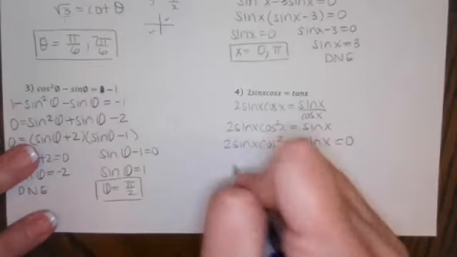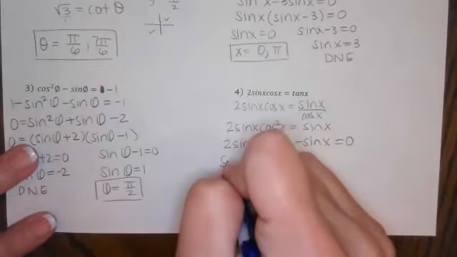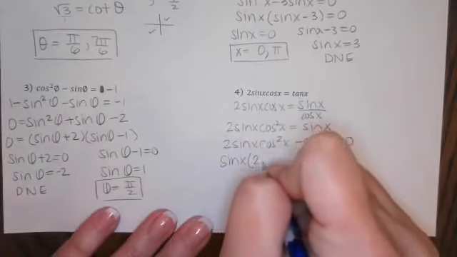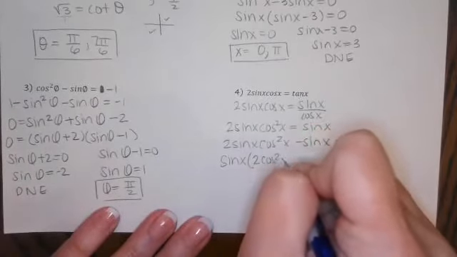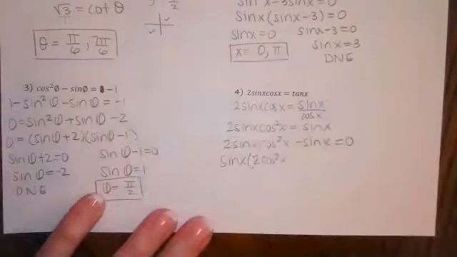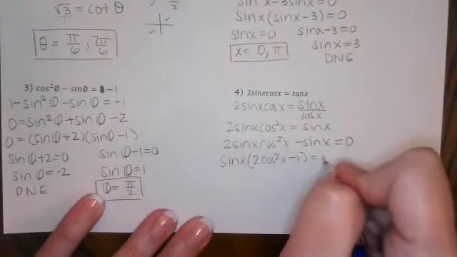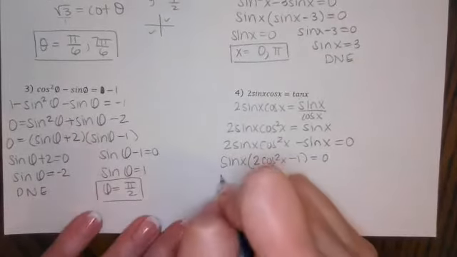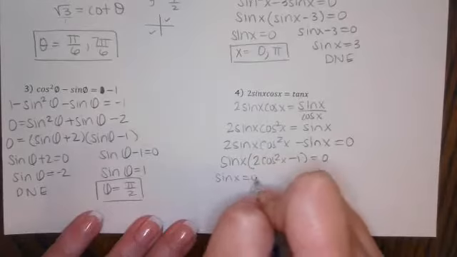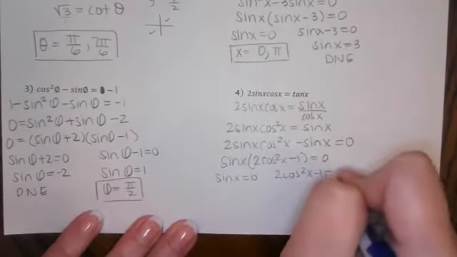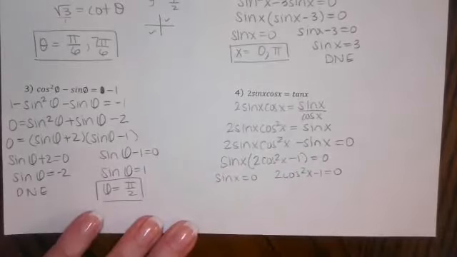Now I can factor. I've got a greatest common factor of sine x there. So I'm going to factor that out, and I'm left with 2 cosine squared x minus 1. Remember, when you're factoring that GCF, all you're doing is undistributing. All right, so sine x equals 0, and 2 cosine squared x minus 1 equals 0.